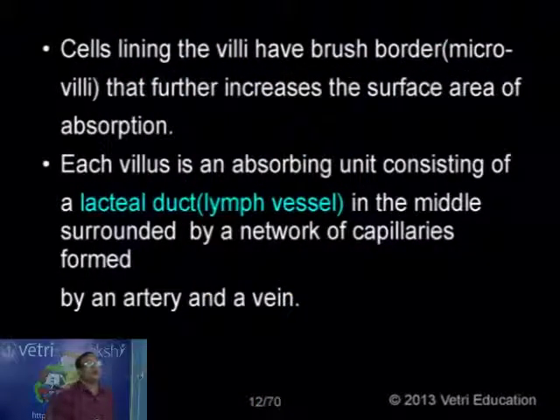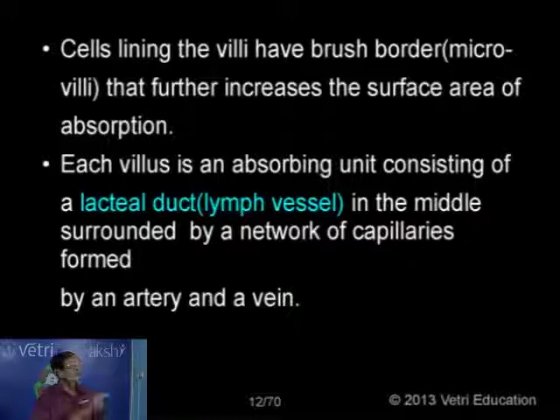Now, what is the peculiar character of the villi? The cells lining the villi have a brush border, having small projections called microvilli. So not only the entire villi, but also the microvilli, the small cilia-like projections, are called together the brush border. You will see in the picture later. They are also responsible for increasing the surface area of absorption. That is why we have more surface area for absorption.